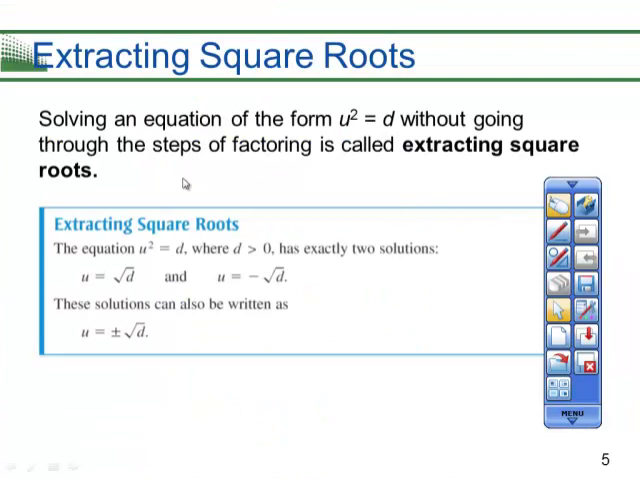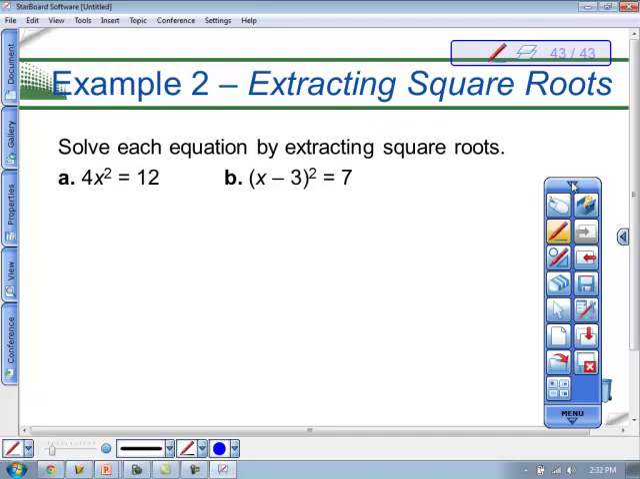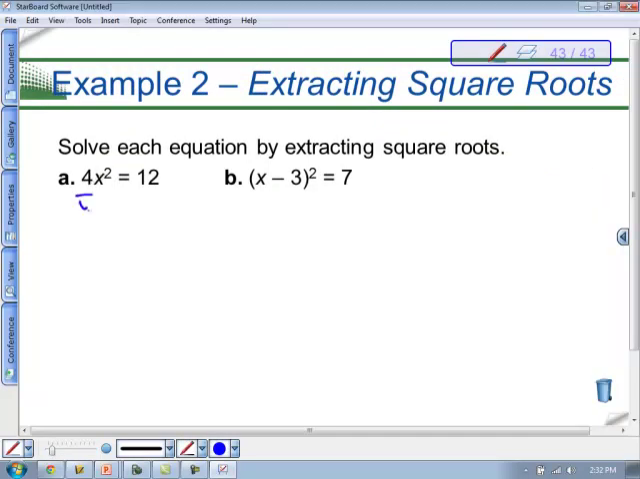All right. We also can solve by extracting square roots. So the book shows you this. It says that u squared equals d, where d is greater than 0, has two solutions, the positive and the negative square root. So let's put that into practice here with some of these. If I was going to do the first one, the first thing we're going to do is divide both of these by 4. And that gives me x squared equals 3. Now I'd square root both sides, and I'd get x equals plus or minus the square root of 3. So you've got to have the plus or the minus.